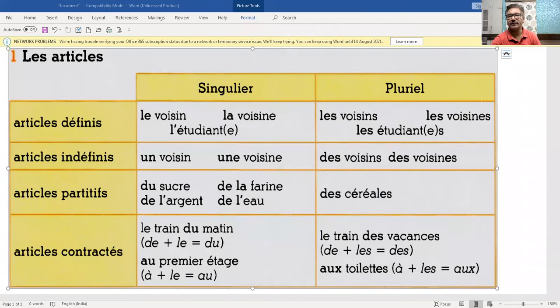These articles, for example, the, which is represented by le for masculine, la for feminine, and les for plural nouns, they are contracted with prepositional words. Let's see now with the help of examples. Here we can see the singular form and the plural form.